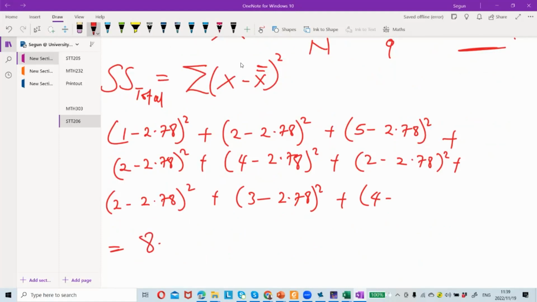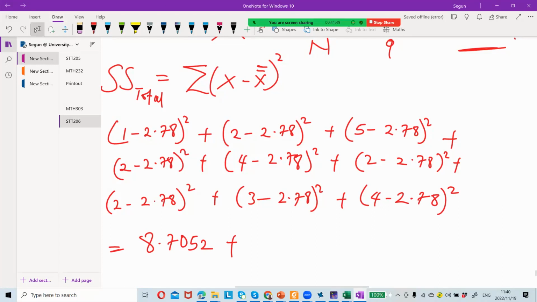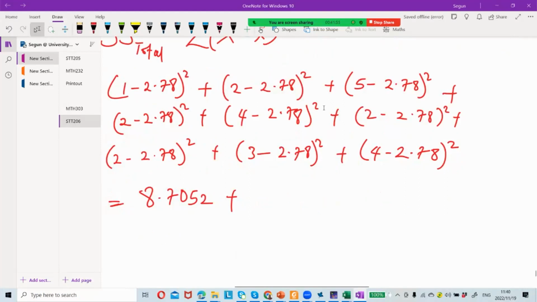8.7052. Okay. The second 3, please. Don't just sit down there. Use your phone or use whatever you have. That's why I said use your calculator. If you are not used to all these things, you might not get it when you get to the exam.